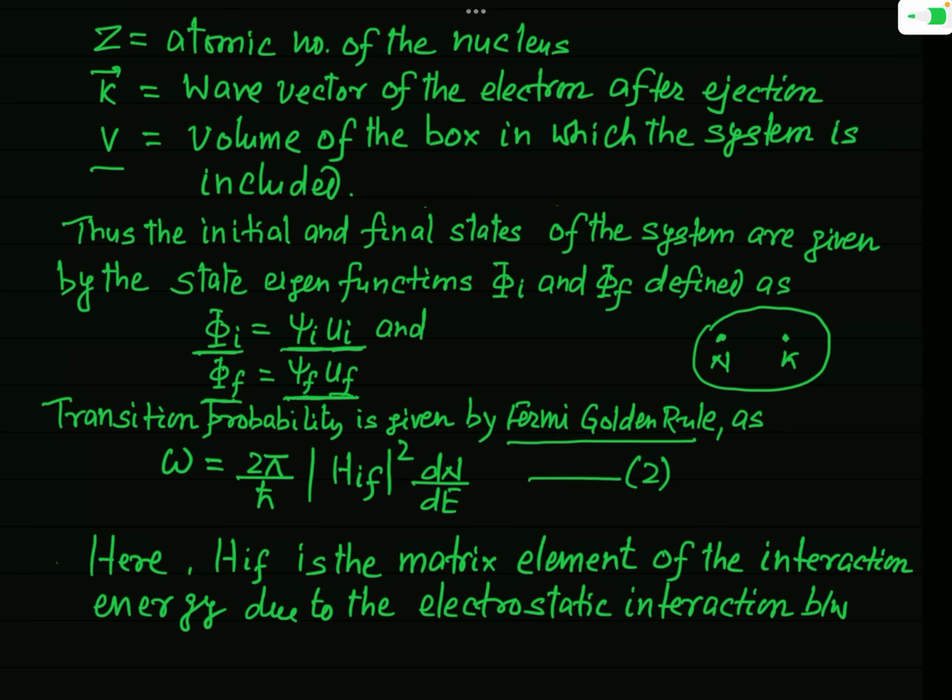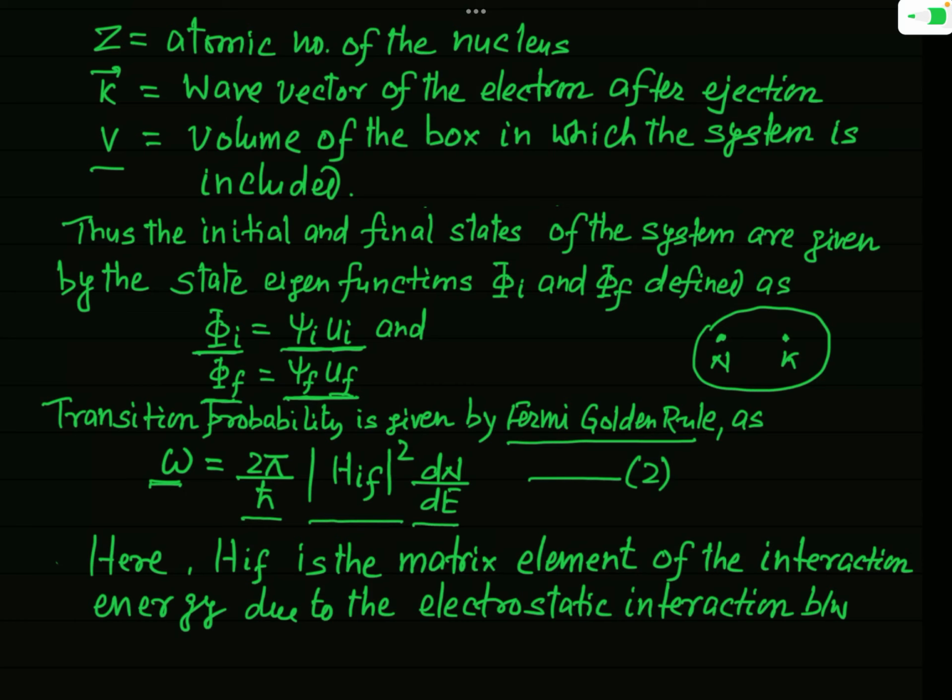We can find this by applying the formula of the Fermi Golden Rule. Remember, you have studied this Fermi Golden Rule in your quantum mechanics course. So I am writing it here directly: according to the Fermi Golden Rule, the transition probability, small w, is given by 2 pi over h bar times the modulus of H_if squared times dn by dE. Remember, this expression has been written on the basis of the Fermi Golden Rule.